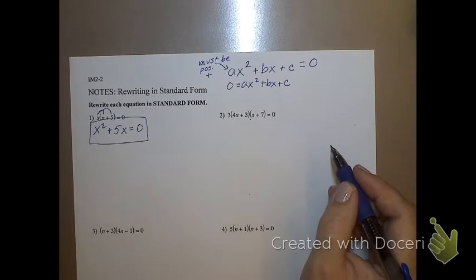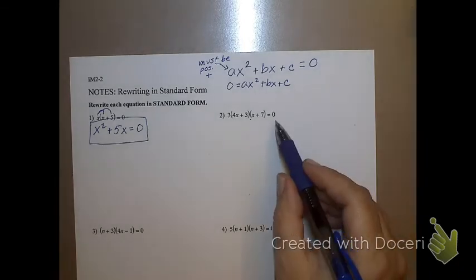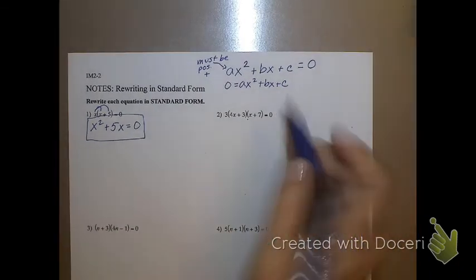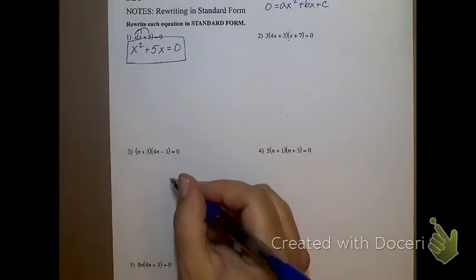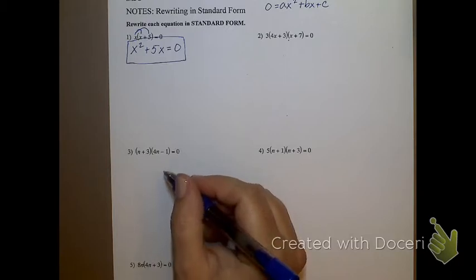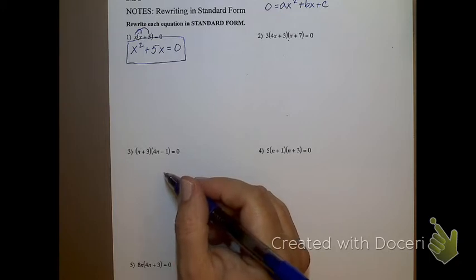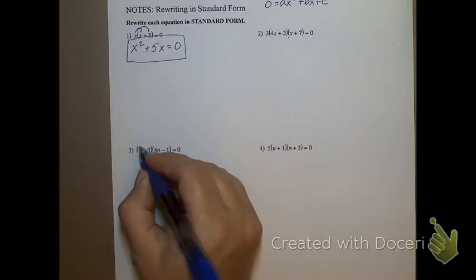Okay. Let's look at this guy. Actually, before I do number 2, I'm going to do number 3 next. Again, there's parentheses, so I've got to get rid of the parentheses. How can I do that? Distribute. You can either use the distributive multiplication method, or you can use the box multiplication method. I don't care, as long as you're doing it correctly.